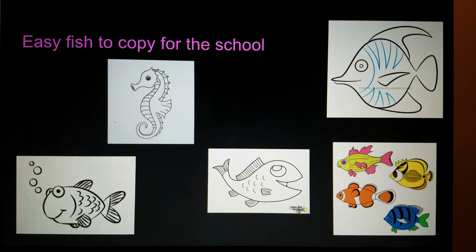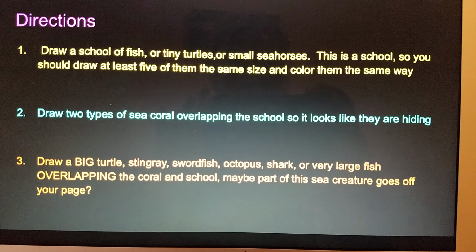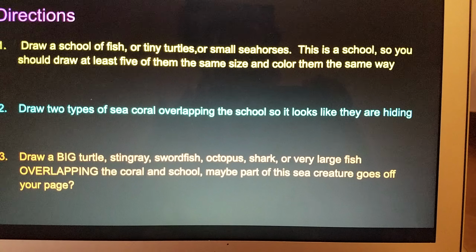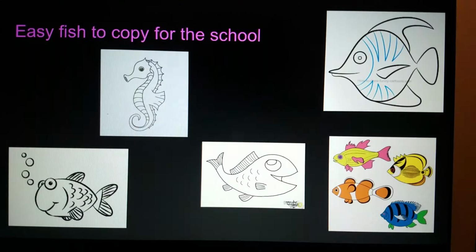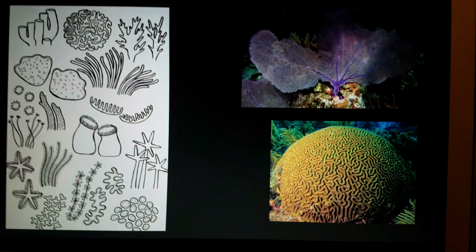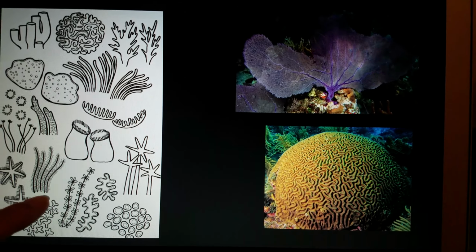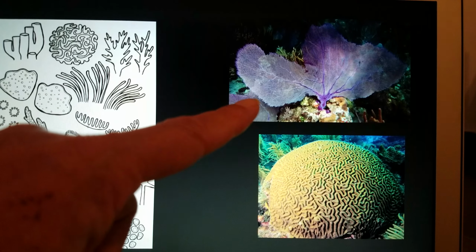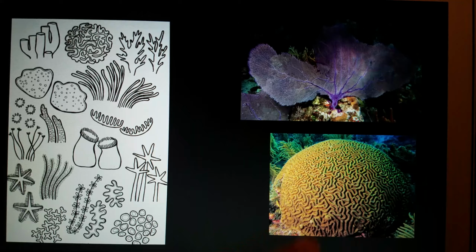So you're going to put in your school of fish, and then you're going to draw 2 types of sea coral overlapping the school. So it looks like the fish are hiding. Here are your resources for the coral. Lots of simple shapes over here on the left, and this is real coral from under the ocean. This is called fan coral, and this is the brain coral, which I love. Super cool. Look at that.